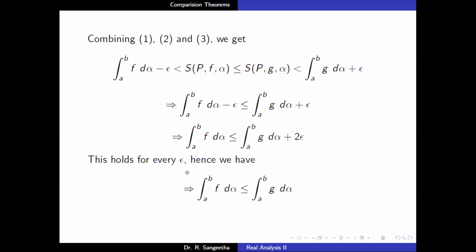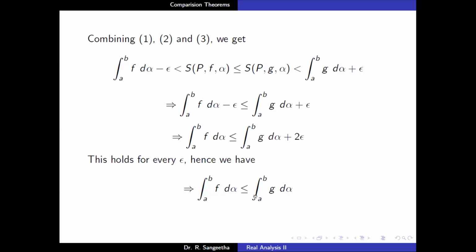Yes, this is true for every epsilon means, epsilon is a very small quantity. It may be very, very small. For example, epsilon may be 0.1, epsilon may be 0.0005. It may be any number. For any epsilon, this inequality holds means what? Originally the inequality is there with or without epsilon, because epsilon is a very small quantity. And hence we can write like this.